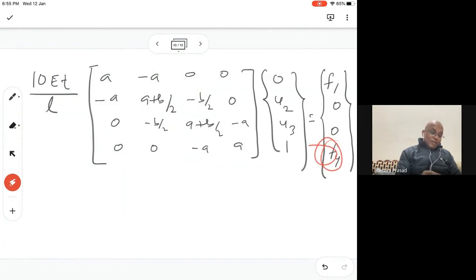f4 will be simply this multiplied by 0, this multiplied by 0, u3 multiplied by minus a and plus a, right? So this is not needed, but you need to know u3 in order to find out f4. And how do you find out? You will find out by inverting it.